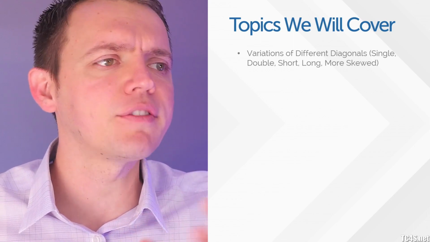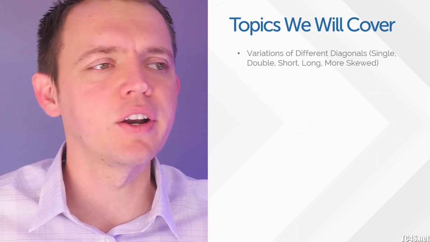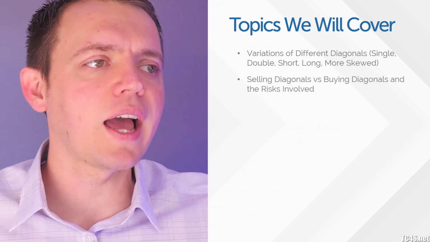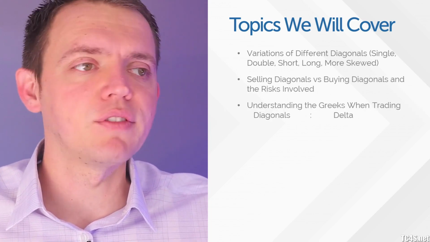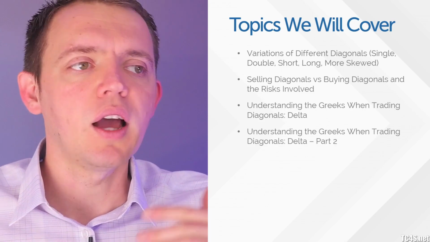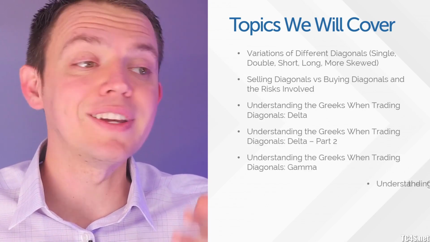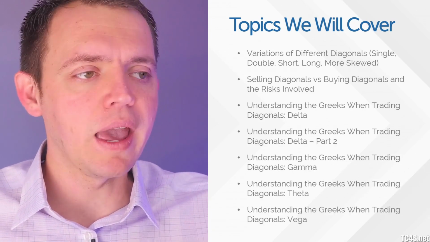So we'll look at different kinds of things like that, different trade variations of diagonals. We'll look at selling diagonals versus buying diagonals and the risks involved. We'll look at understanding the Greeks when trading diagonals. We've got a lot of stuff on delta, gamma, theta, and vega.